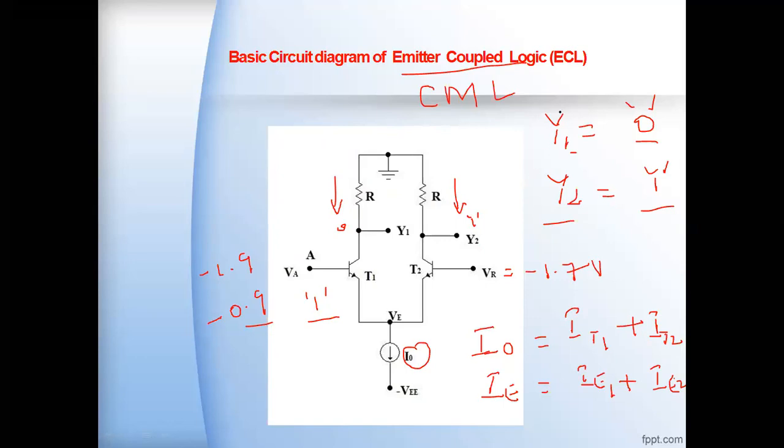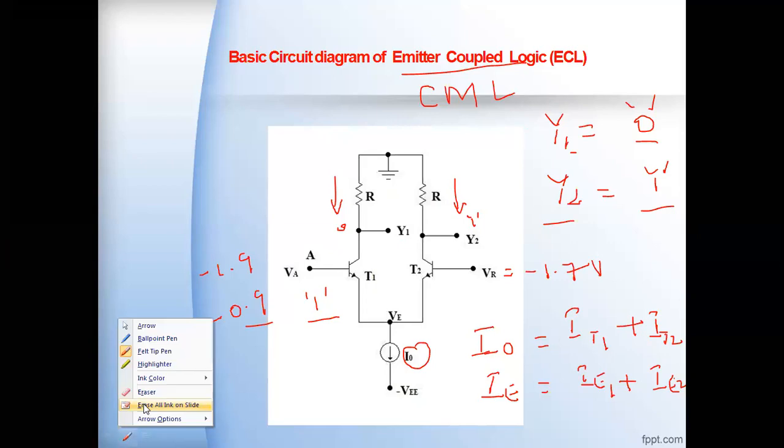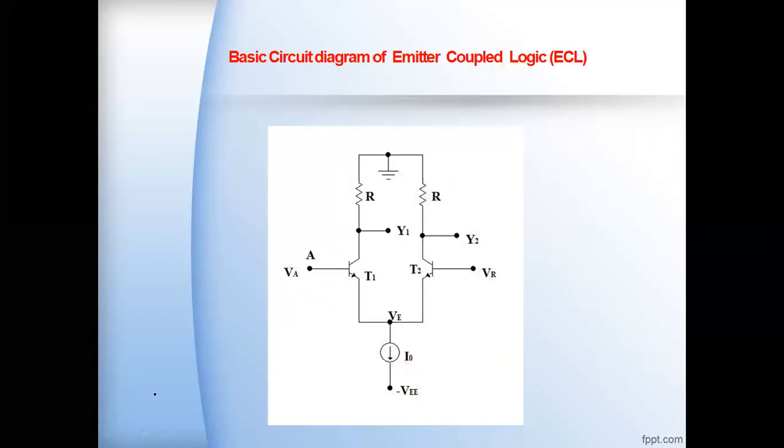So the emitter coupled logic circuits will have two outputs, and they will implement two logic functions in a single gate. From this basic circuit diagram of ECL, it implements the inverter and non-inverter gate, right? So this is about the basic circuit diagram of the emitter coupled logic.